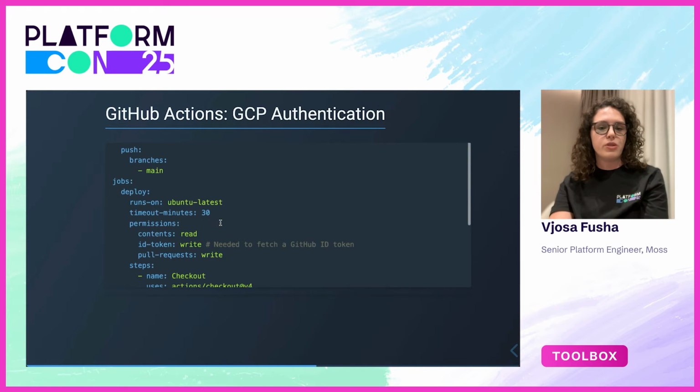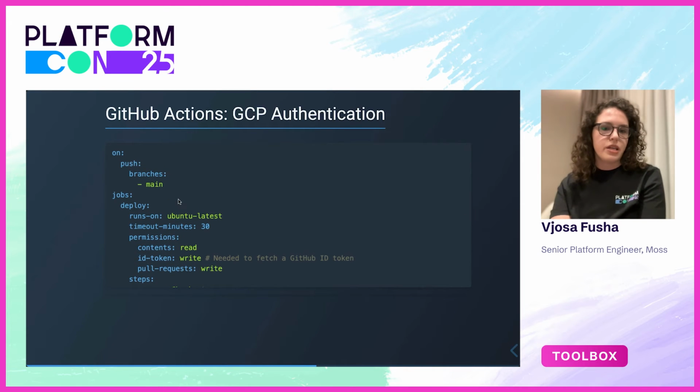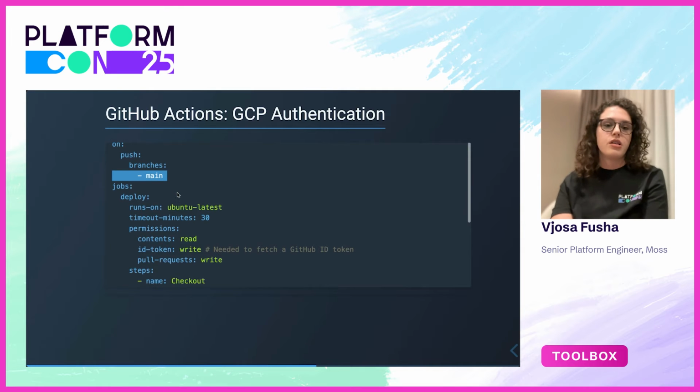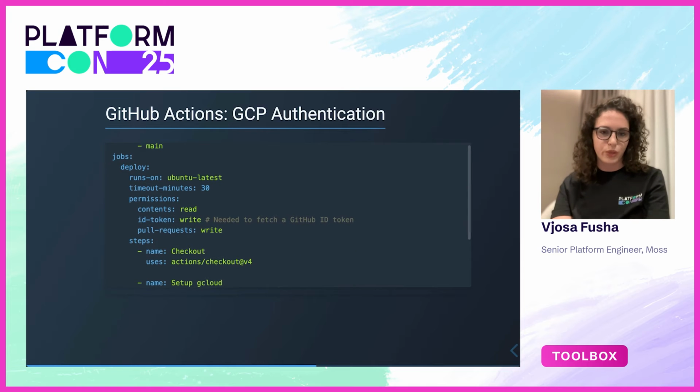Now, how do we use it on GitHub Actions? Once we have a pool, we have the workload identity, we have the service account, we granted the permissions, all is there. So we can define, as we said, this will only run on main branch. So we define the main branch, and we only deploy from main branch. So we need permissions, especially this ID token. It's needed because we need to fetch the GitHub ID token.